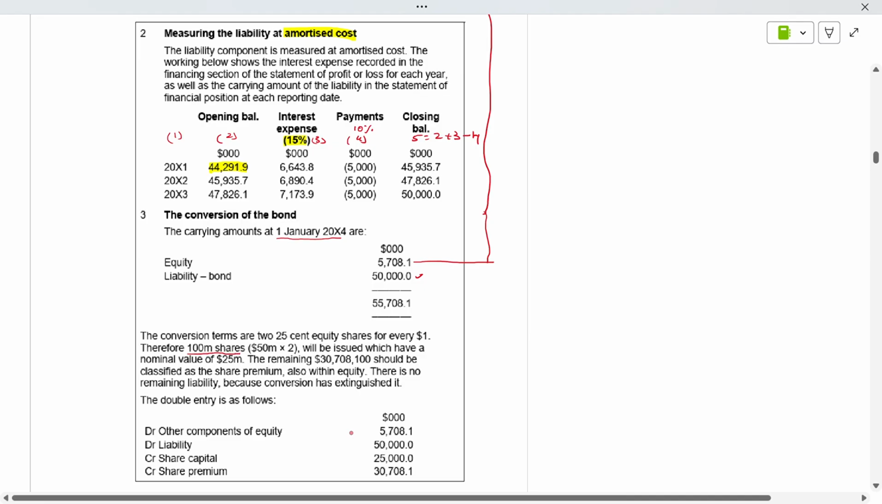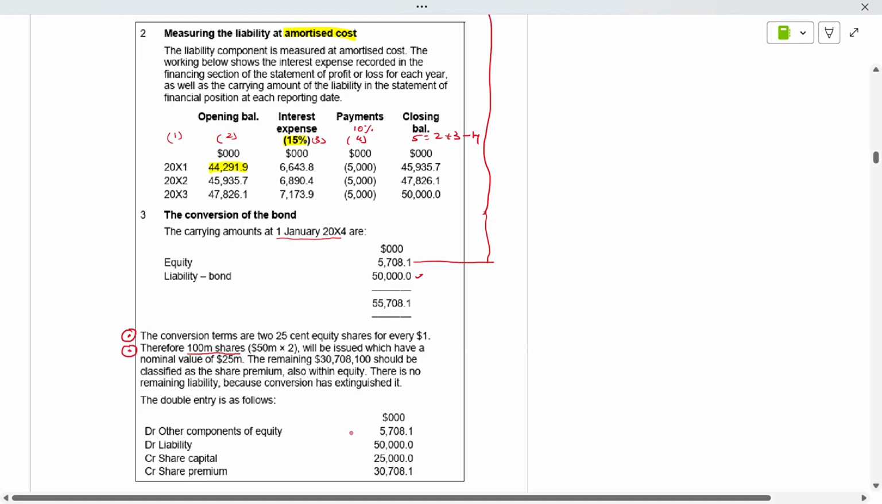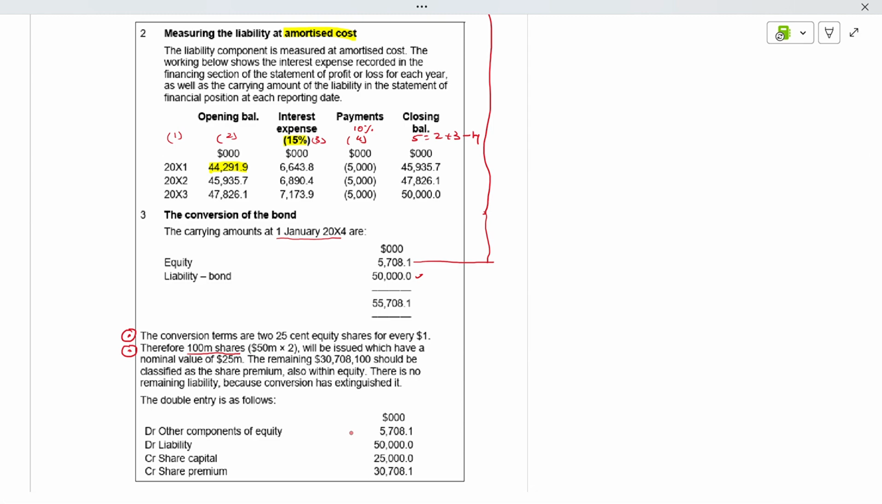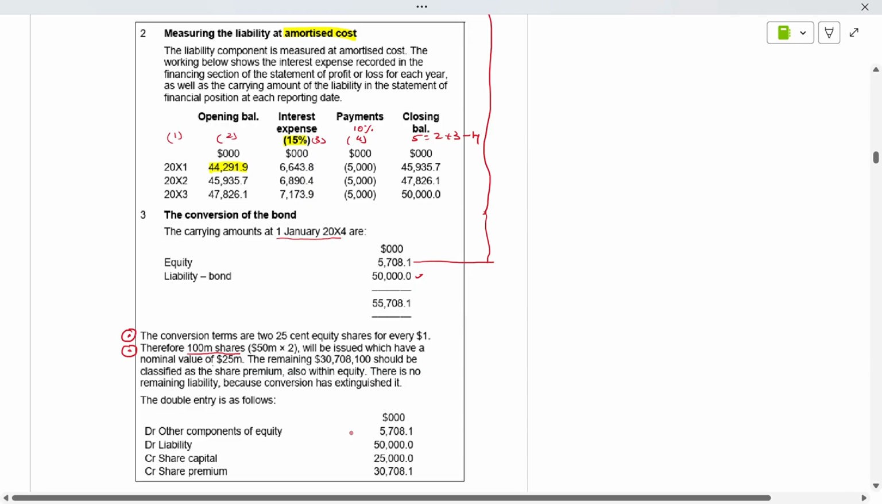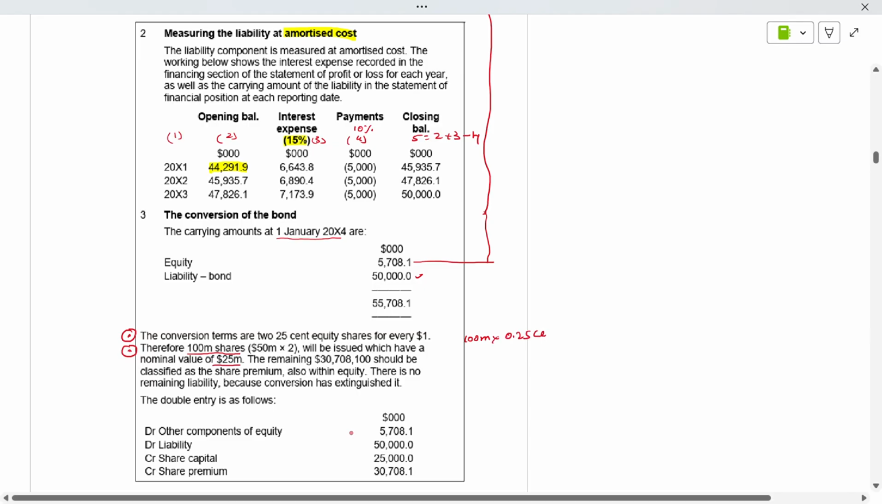Slowly do it. This is point number 1. In the first one, what we'll do is conversion at 2 shares for 1. Therefore, 50 million is the liability, multiplied by 2 shares, we will get 100 million shares. These 100 million will be issued with a nominal value of how much? With a nominal value of 25 million. 100 million shares into the value of each share, which is 25 cents, comes to 25 million.